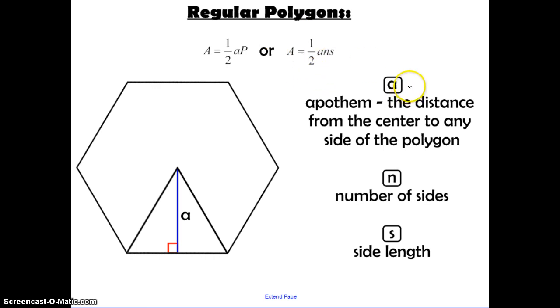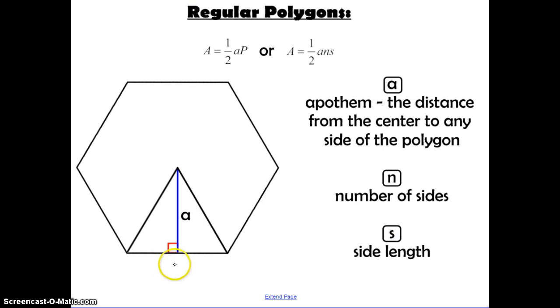Now, like I said, A in that formula refers to the apothem, and that's the distance from the center to any side of the polygon, okay? It is really important that you remember that the apothem goes from center to the side. We actually have a different name for the center to the vertex. This is called the radius. We're not going to use that measurement in this formula. The apothem goes from center to side. N, as always, stands for the number of sides, and S refers to the length of the side.